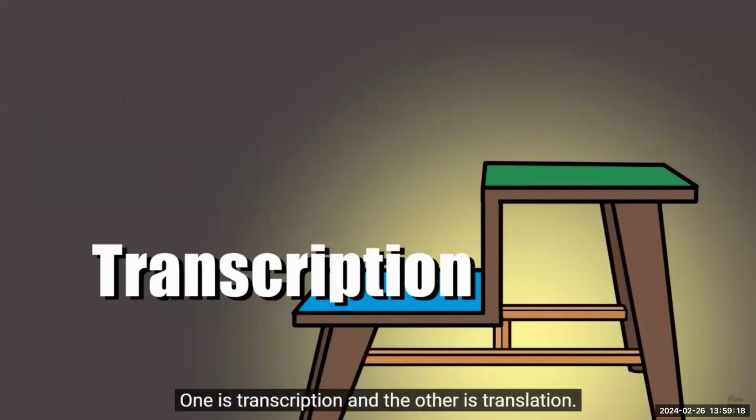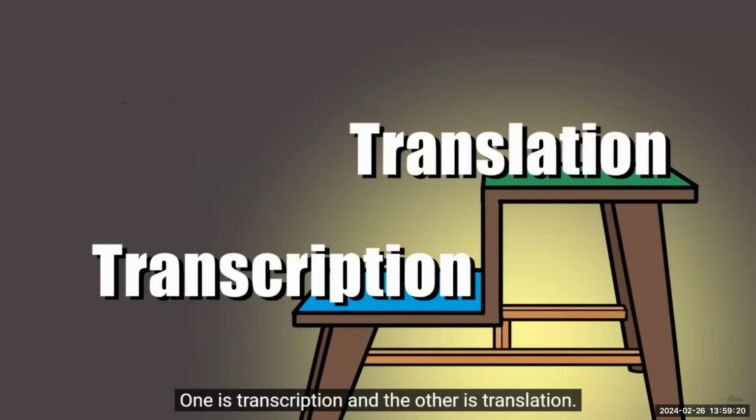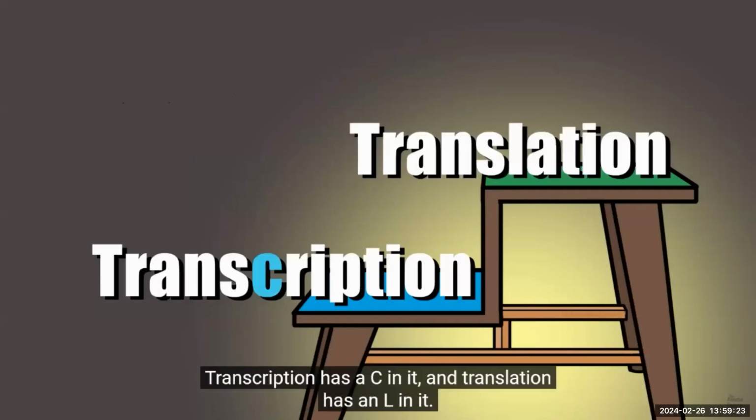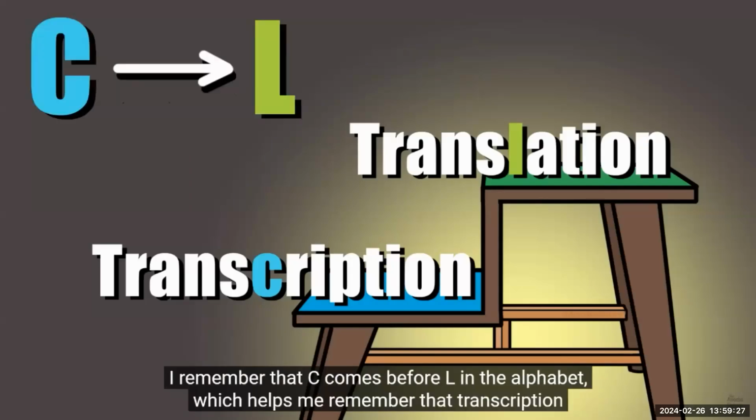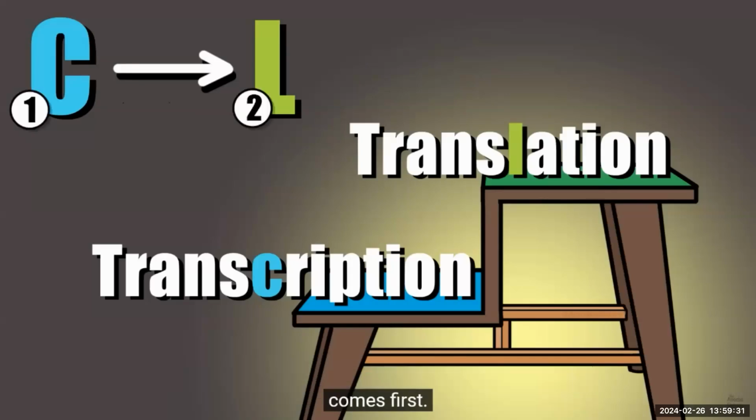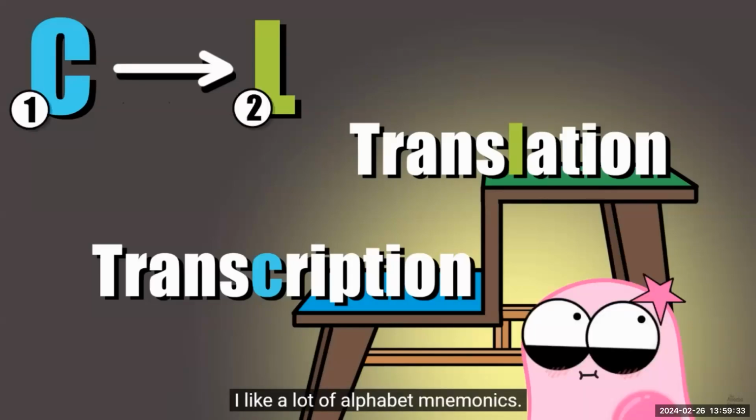In protein synthesis, we can look at two major steps. One is transcription, and the other is translation. Transcription has a C in it, and translation has an L in it. I remember that C comes before L in the alphabet, which helps me remember that transcription comes first. I like a lot of alphabet mnemonics.